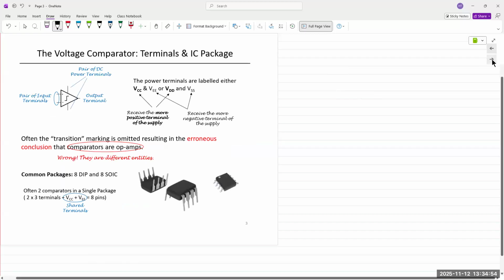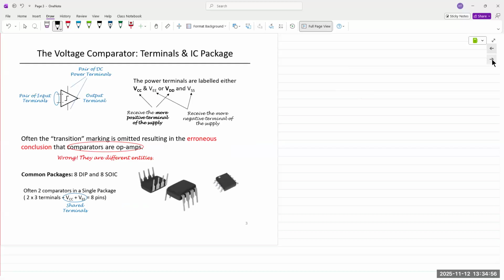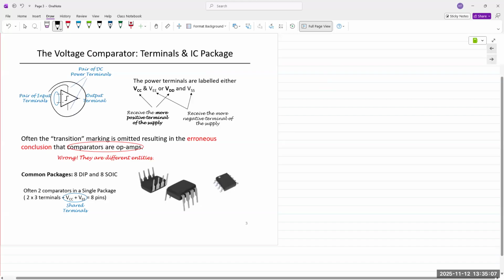Okay. Have you used comparators in the lab? Right? You already did that. So you observed the rectangular waveforms, output waveforms. Okay, great.